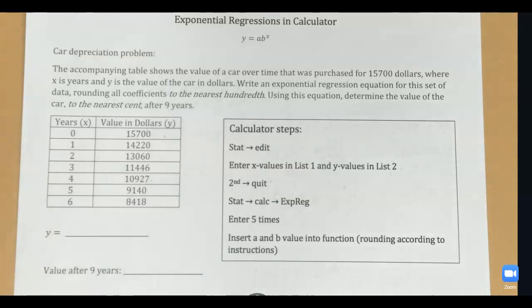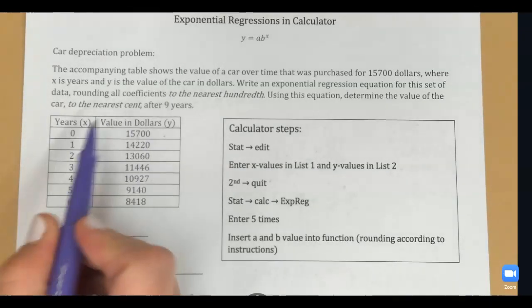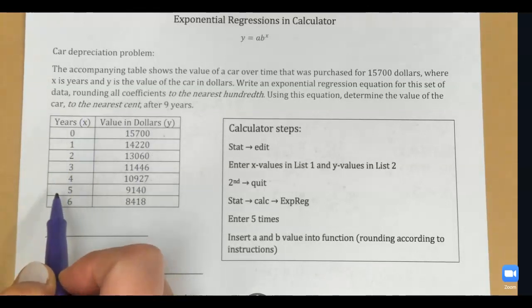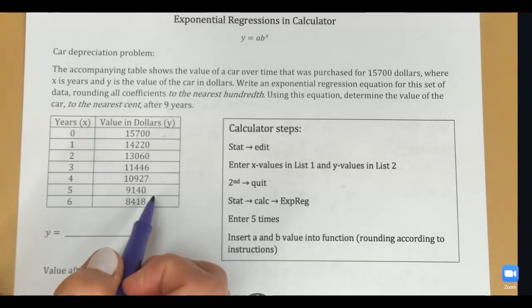So the first one is a car depreciation problem. So I've initially purchased a car for $15,700. X is time in years, and y is the value of the car in dollars. We want to write the exponential regression equation for this data. So I'm given this table already where I have my set of x's, years, and y's, dollar value of the car.